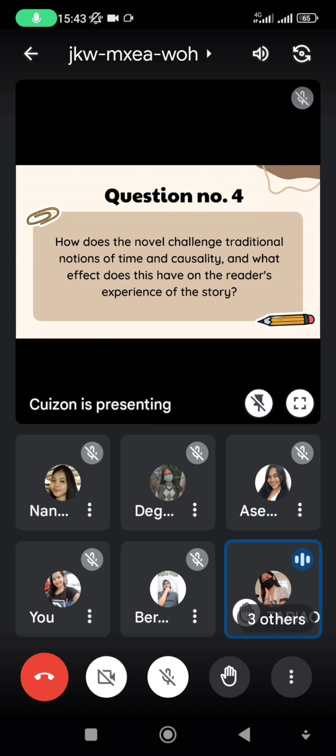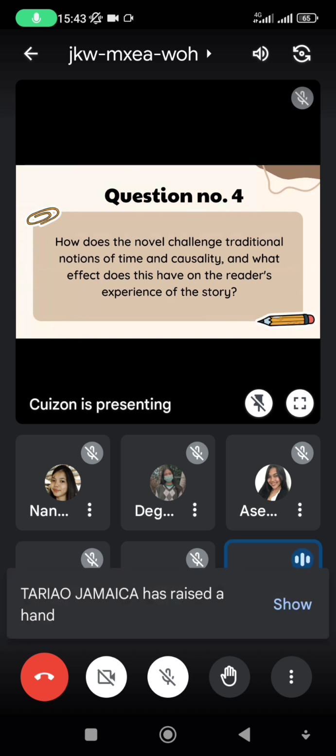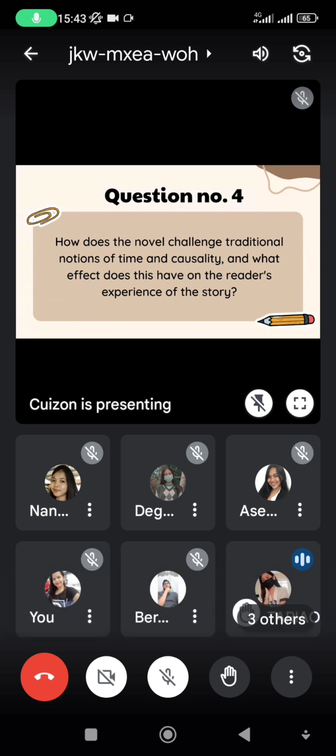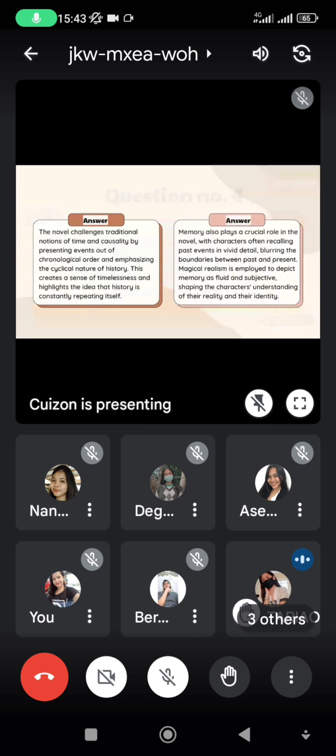So question number 4, how does the novel challenge traditional notions of time and causality, and what effect does this have on the reader's experience of the story? So our answer is the novel challenges traditional notions of time and causality by presenting events out of chronological order and emphasizing the cyclical nature of history. This creates a sense of timelessness and highlights the idea that history is constantly repeating itself.